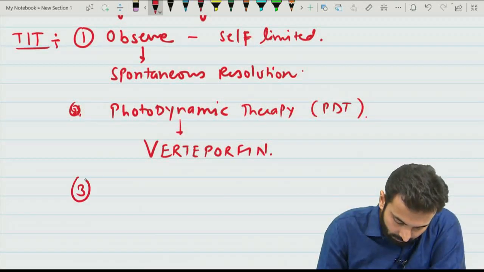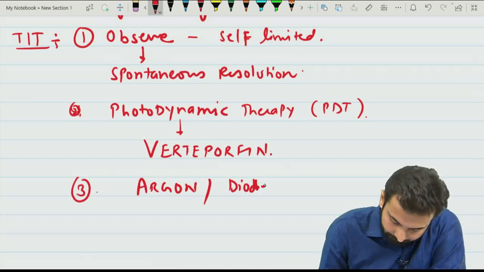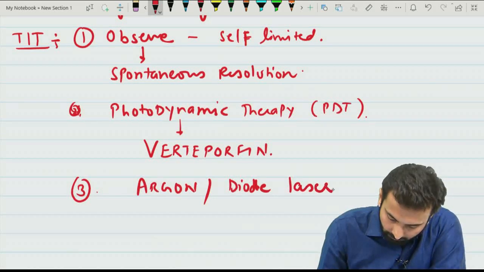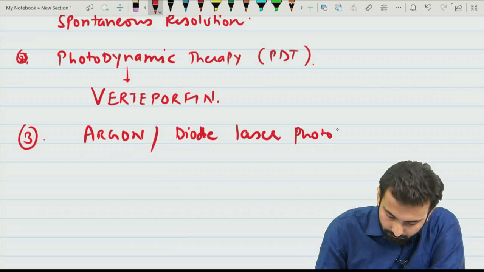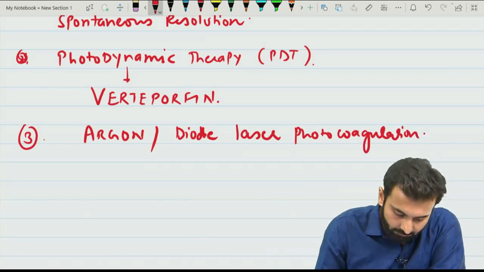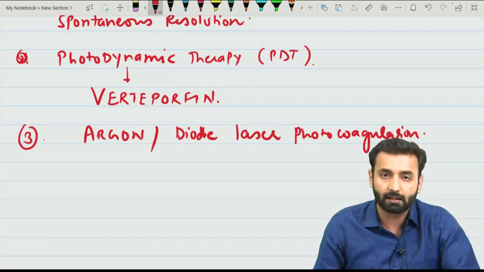or the second option is argon or diode laser photocoagulation. So these are the treatment options, right? So this is all about CSR that you should know.